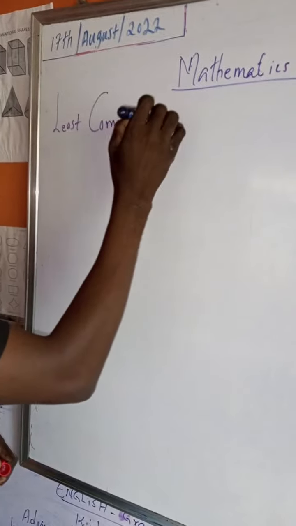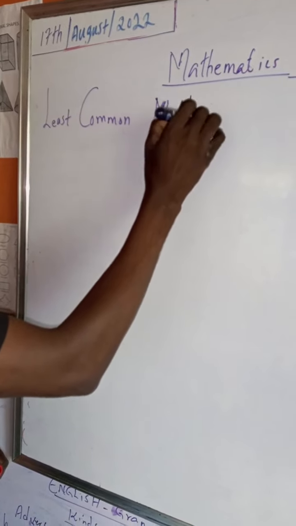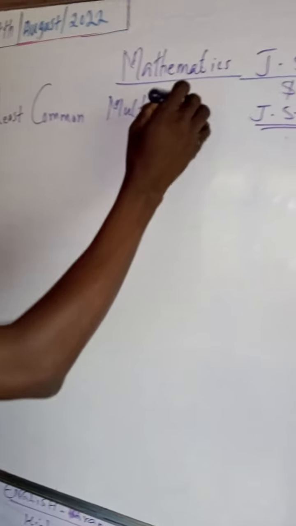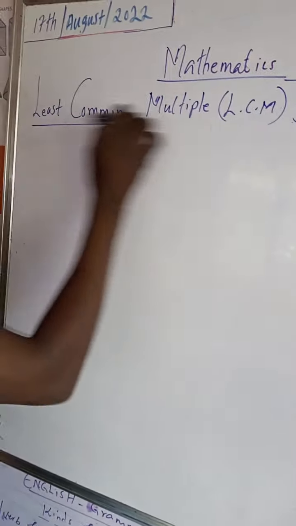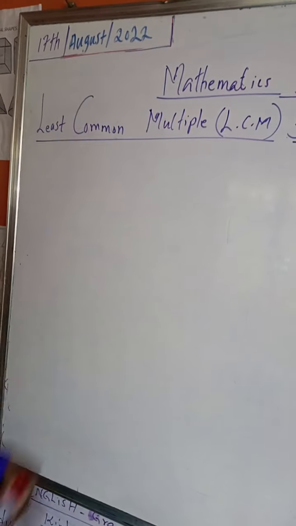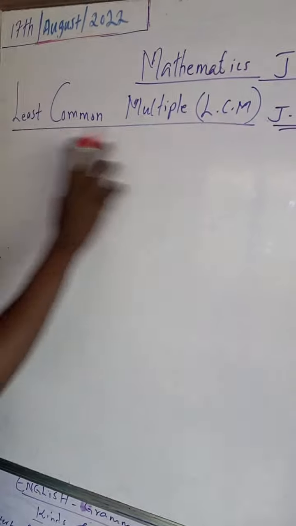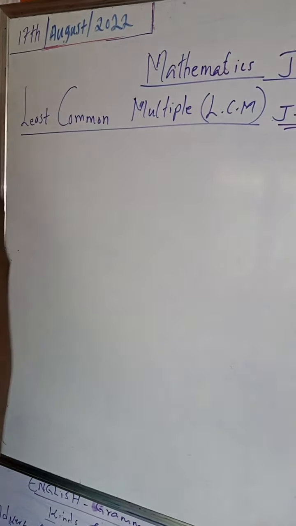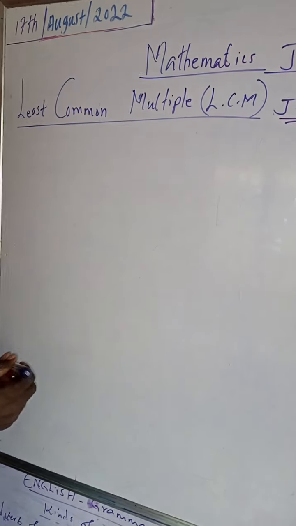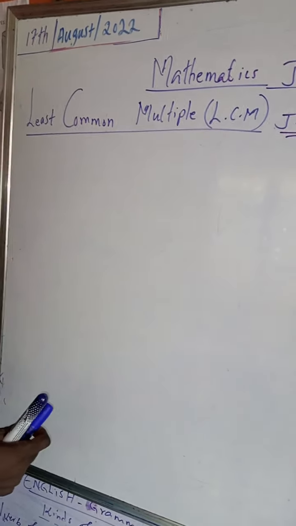Now, what we are going to look at is the least common multiple, that is generally known as LCM. So that's the next topic. So notation, the LCM and HCF. If time permits us, we may go into HCF.